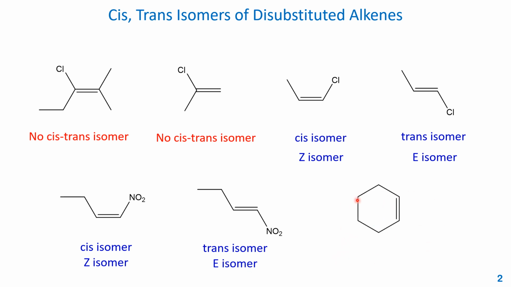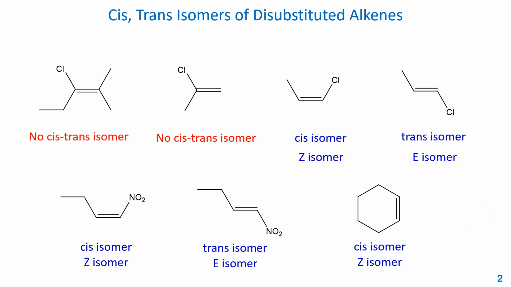So I'll give you one more example of a disubstituted alkene. This is a cyclic one, a cyclohexene. And you can see, look at this double bond. The substituents of the double bond are on the same side of the double bond. So this is a cis isomer or Z isomer. In theory, you could have a trans isomer, however, because it is ring locked, this can only be cis. It cannot have a trans isomer. Okay.